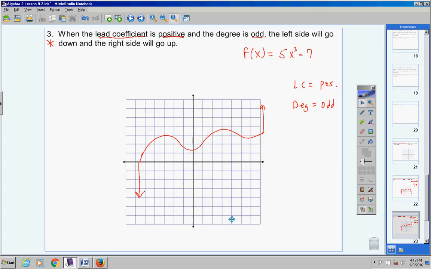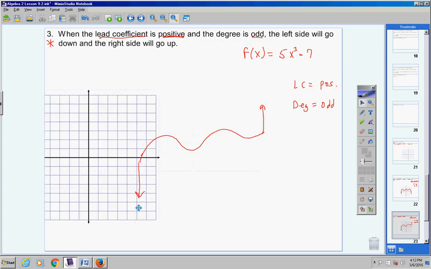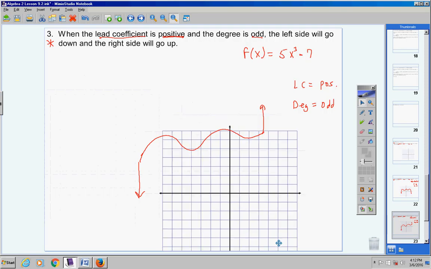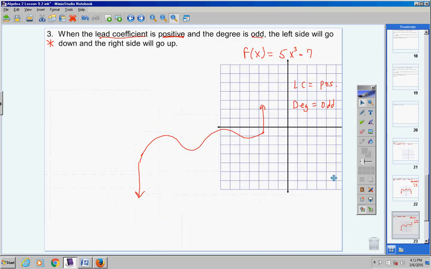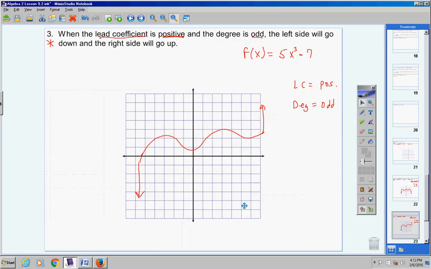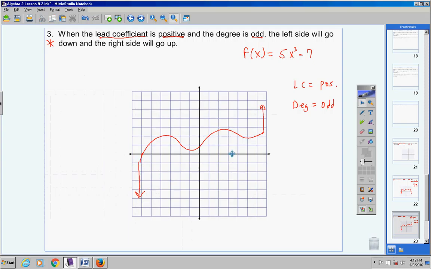Of course, this could happen anywhere. The whole thing could be over here on the right side of the coordinate plane. It could be all up here, down here, over there. It's irrelevant, okay? But in the end, it'll continue going down to the left and up to the right. These are real important, quick little secrets, or not secrets, but quick little characteristics you can find quickly that will help you graph these once we get into graphing these.